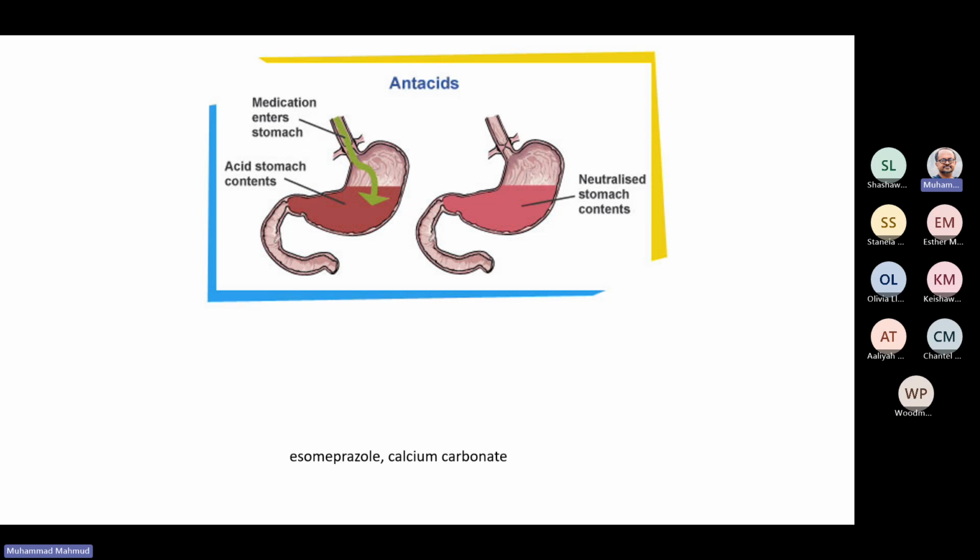Prazole, ZOLE. For example, omeprazole, esomeprazole, rabeprazole, pantoprazole. So you see that they all have rhyming words with prazole. So this is how you can remember a lot of those names. If you know the prazole means they belong to antacid medications working against stomach acid.